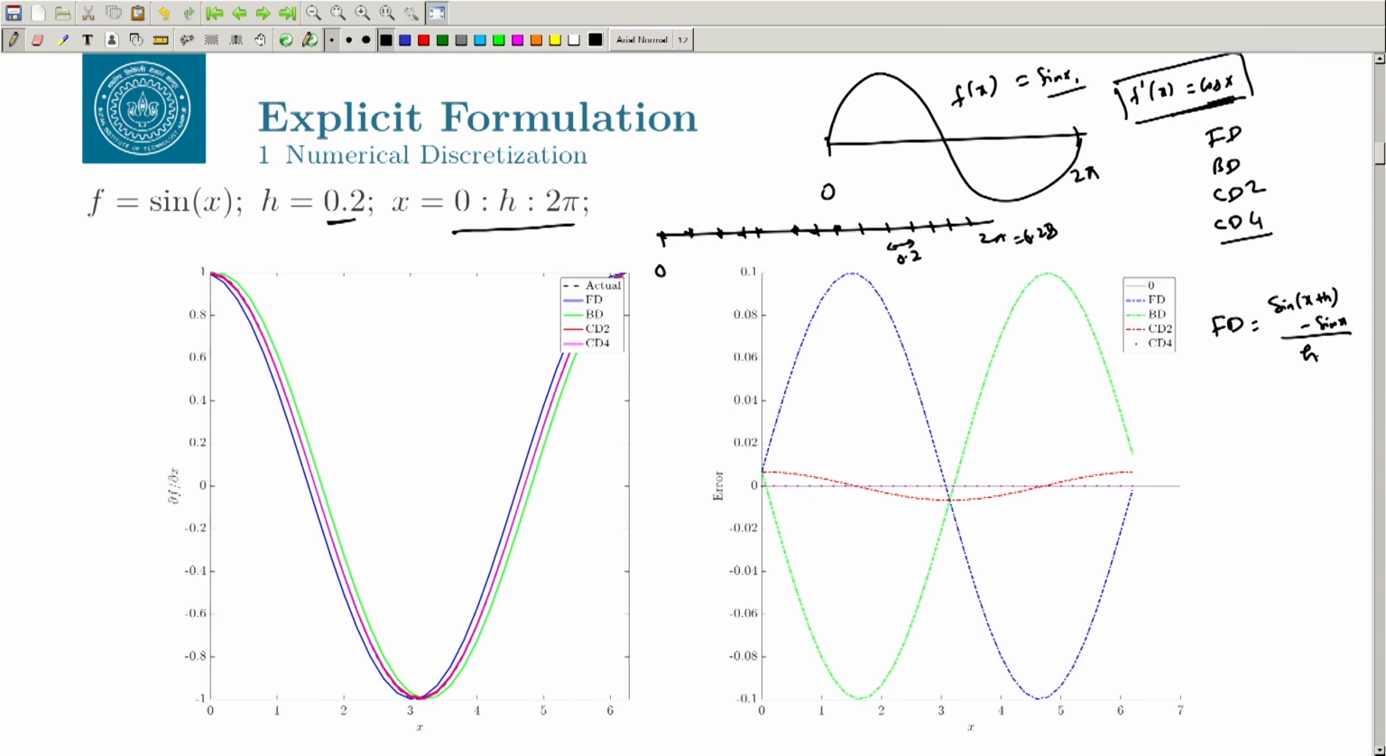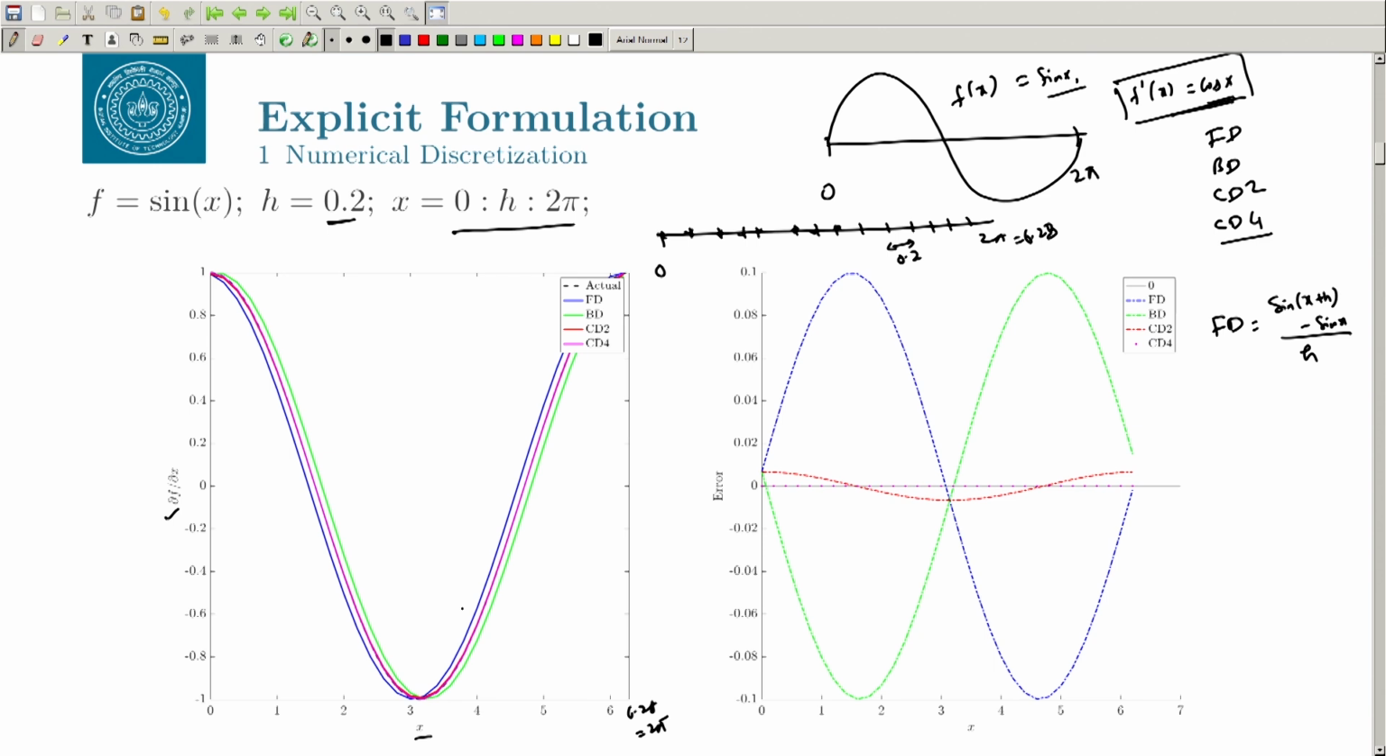If you do that, this is how your plot will look. This is df by dx against x, and you can see this goes up to 6.28, which is basically nothing but 2 pi, right. There is an actual curve, a dotted curve, which I do not know if you are able to see. This is below the magenta line. So, basically both are overlapping.